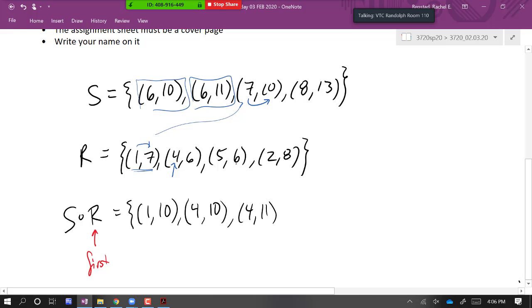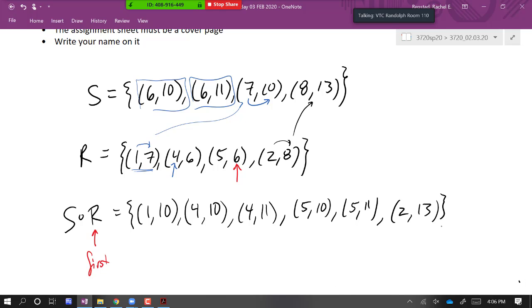Good. So now the same thing happens with 5, right? 5 goes to 6. So 5's going to go to 10 and 5's going to go to 11. And now is 2 related to anything? Yeah, 2 goes to 8, and then 8 goes to 13. In S composed with R, your first coordinates always come from R, and then you see where R sends them, and then see if S sends them anywhere, right?